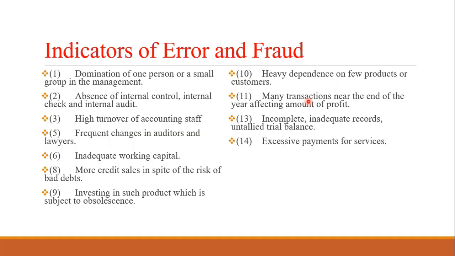Next, excessive payment for services. Cost was only 10,000. You have shown 50,000 excess payments. So if you have excess payment, it means there is some fraud taking place there. Non-availability of vouchers. Bills are missing. Amount is shown, but bills are missing, meaning there is some error or fraud taking place there.